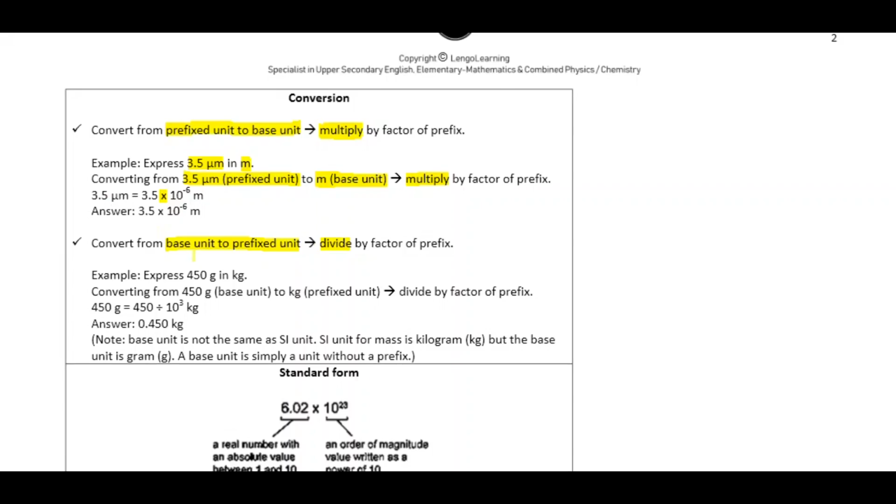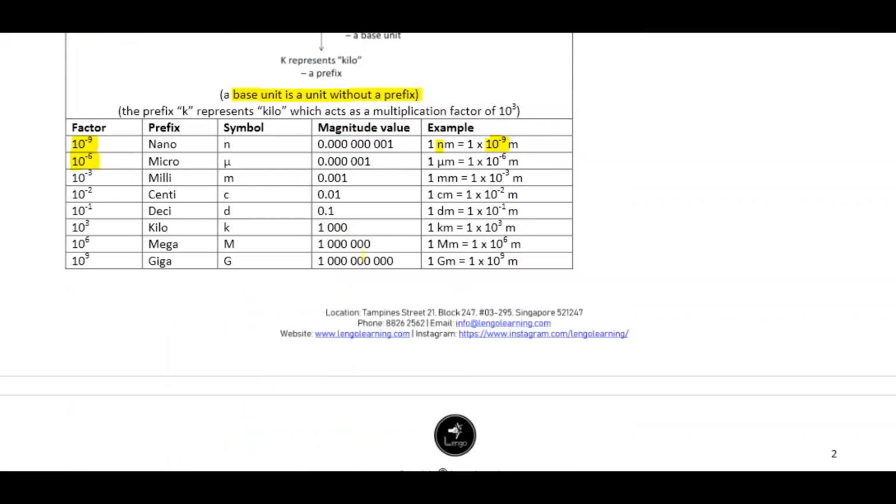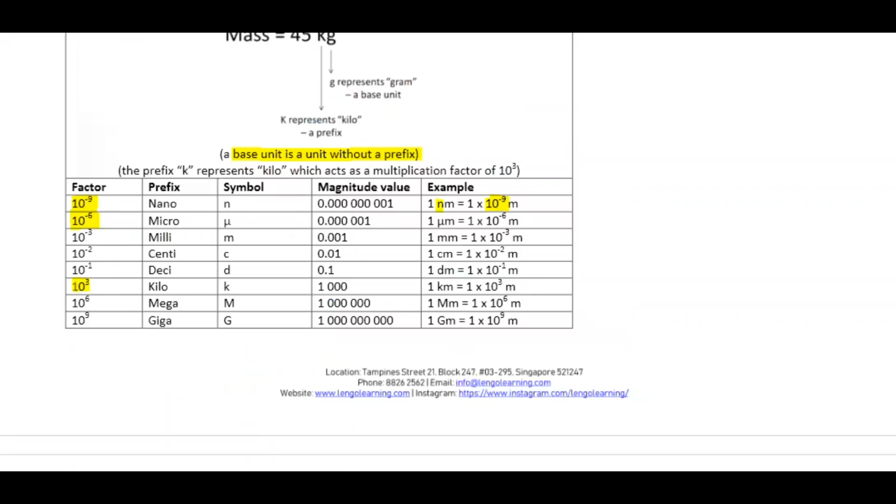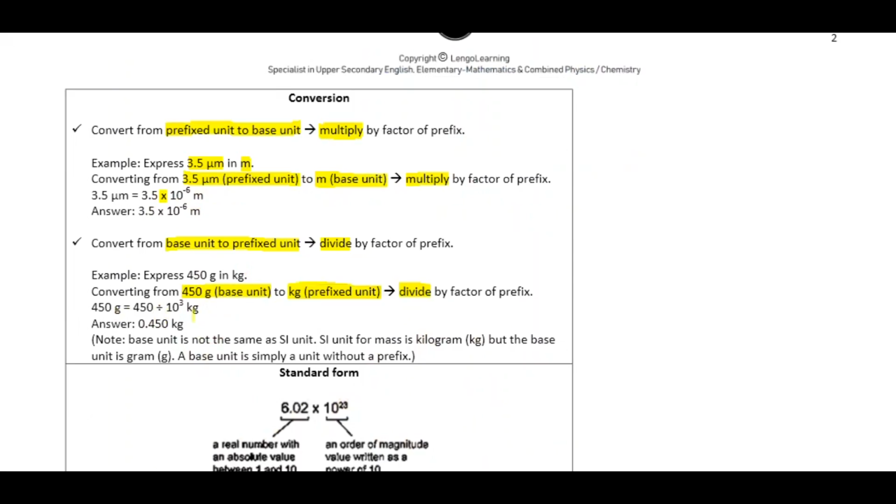Alright, so an example: expressing 450 grams, which is a base unit because gram has no prefix, in kg. Kg is a prefix unit because there's a kilo there, that's the prefix. So I'll divide by the factor of the prefix. Kilo, as you can see, is 10 to the power of 3. That's the factor that it represents. So to convert gram to kilogram, it will be a divide by 10 to the power of 3. You divide by the factor of the prefix. So 450 gram equals 450 divided by 10 to the power of 3 kg, and it will be 0.450 kg.